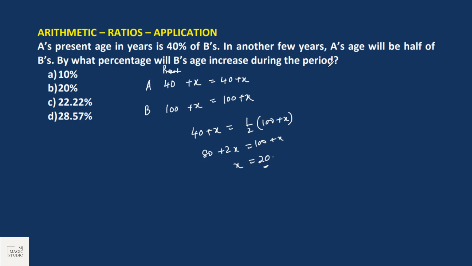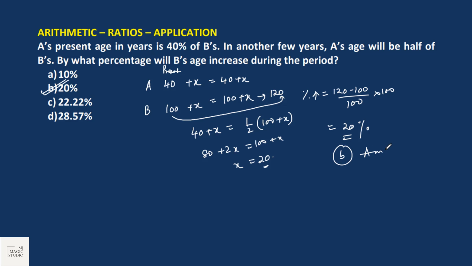By what percentage will B's age increase during the period? So now B's age has become 120. It has increased from 100 to 120. What is the percentage change or percentage increase? It would be 120 minus 100 by base 100 into 100. That will be 20%. B's age has increased by 20% during this period, and hence this is what had happened. Option B is the pick.